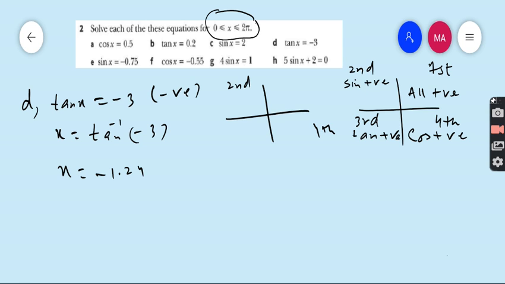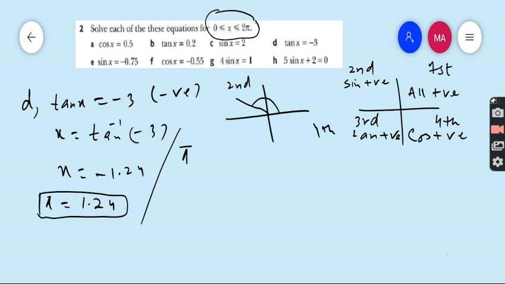We just consider this value 1.24 as the basic angle, and we have to find the angle in second and fourth quadrant because the value of tan given is negative. So very easily, first we have to find the value in second quadrant. Second quadrant maximum value is pi, so we should subtract pi minus 1.24. And for fourth quadrant, we should subtract 1.24 from 2 pi.